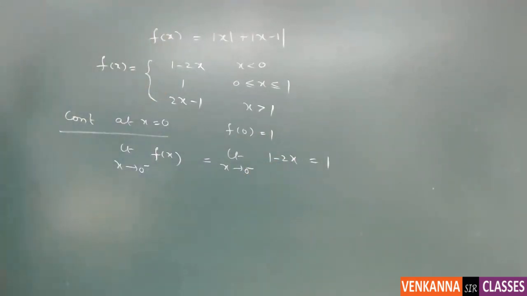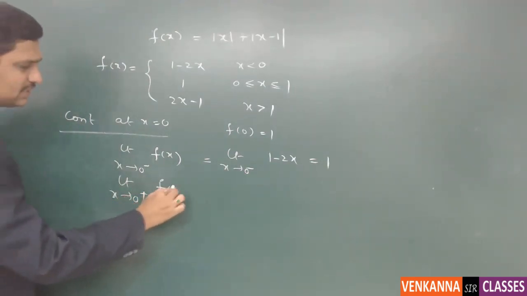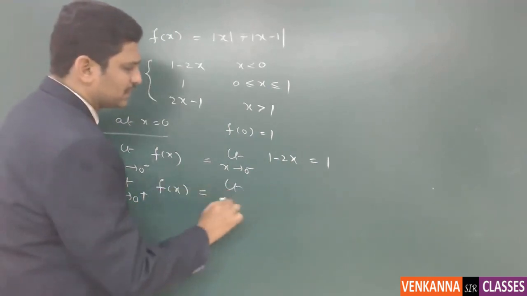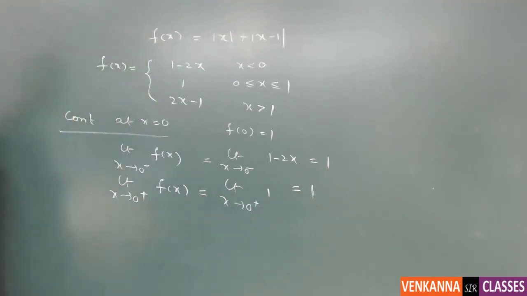the value will be 1 after applying the limit. So if you calculate the right hand limit, limit as x tends to 0 plus of f of x, it will be limit as x tends to 0 plus of 1, the value will be 1. You can observe that the left hand limit, right hand limit and functional value, all three values are equal. Do you accept?